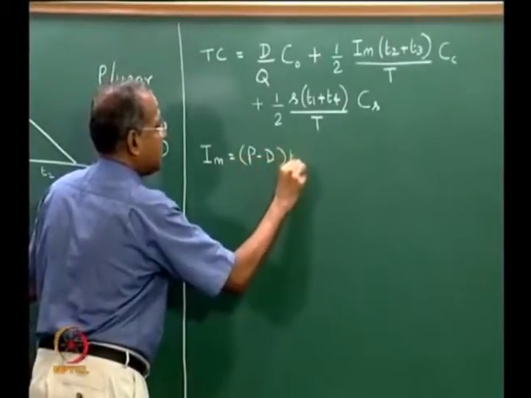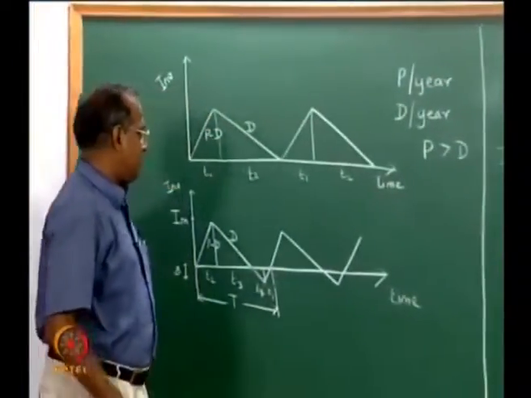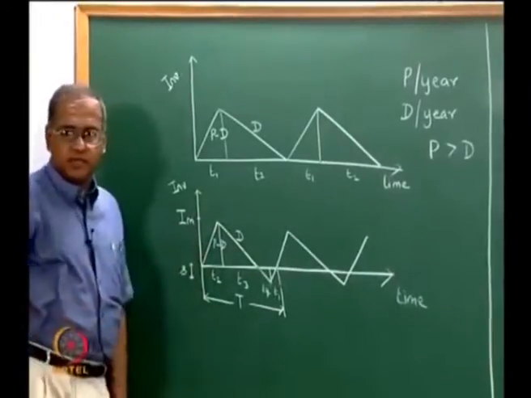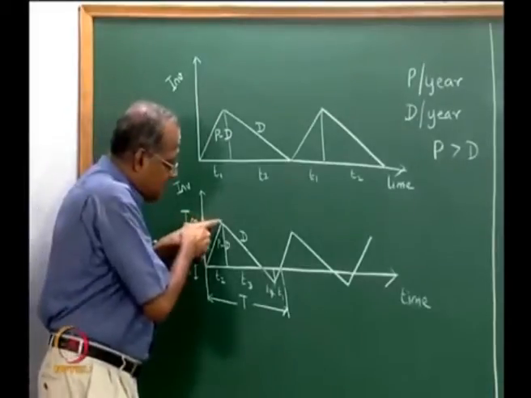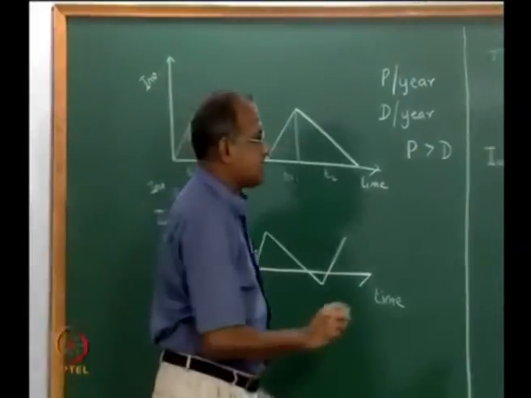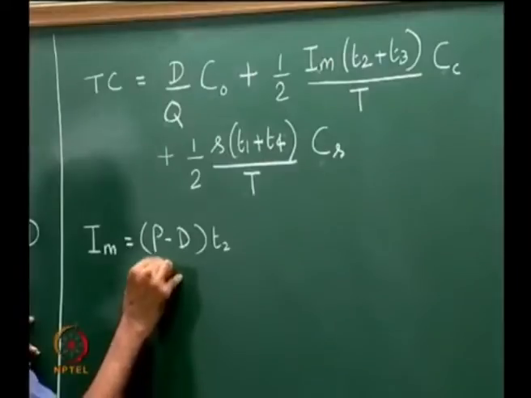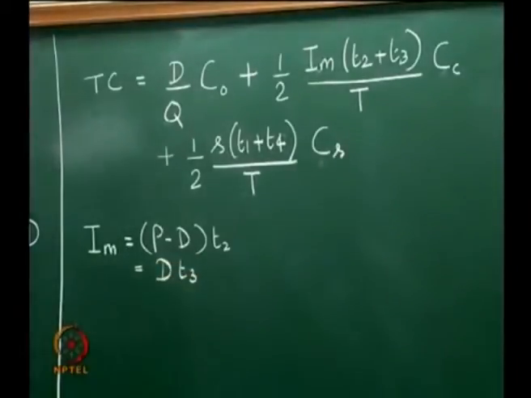Im will be (P minus D) into T2, because inventory grows at the rate of P minus D for a period T2, and the same Im is equal to D into T3 because it is consumed at the rate of D. So, D into T3.